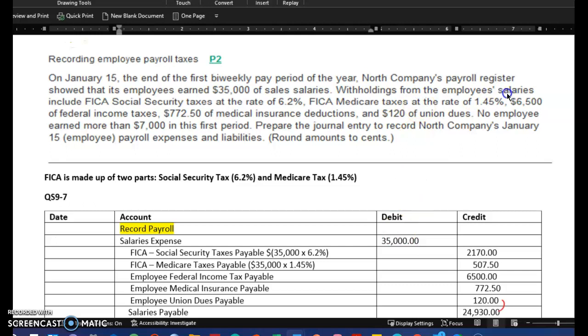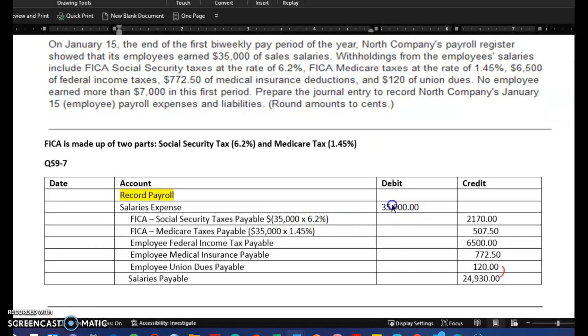So withheld from the salaries is FICA, Social Security at 6.2%. So 6.2% times 35,000 is 2,170. FICA Medicare is 1.45%. 1.45% times 35,000 is 507.50. Then 6,500 for federal income tax, that'll be given to you. 772 of medical insurance deductions, that's the employee's portion of maybe health insurance or dental insurance, something like that. 120 in union dues, that comes out of their checks, they're paying it. No employee earned more than $7,000. We'll talk about that in a second.